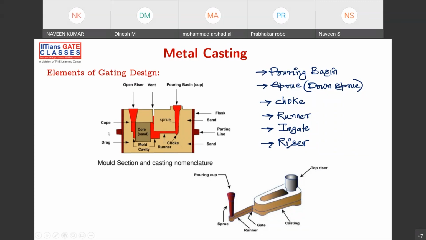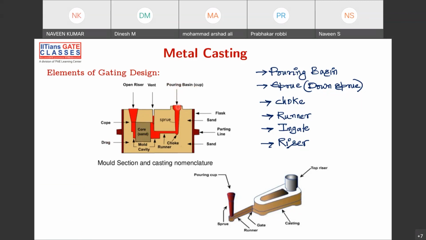Okay, so if you see here, I already told you there are two boxes: we have the cope box and we have the drag box. And we have some core sand. Why are we using this core sand? We are using this core sand to make some hollow objects. Okay, and then here we have some pouring basin.